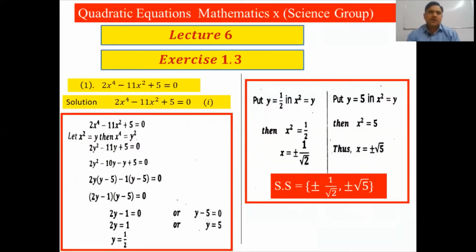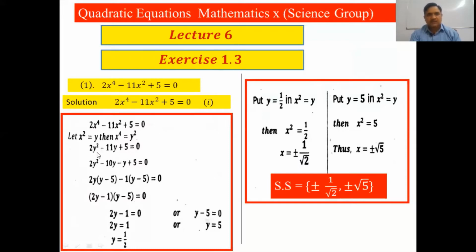Question 1: 2x^4 - 11x^2 + 5 = 0. You can see that this is the first type of equation. So here we replace x^2 = y, then x^4 will be equal to y^2. When we substitute these values in equation 1, we have 2y^2 - 11y + 5 = 0. Now we have to factorize this quadratic equation.